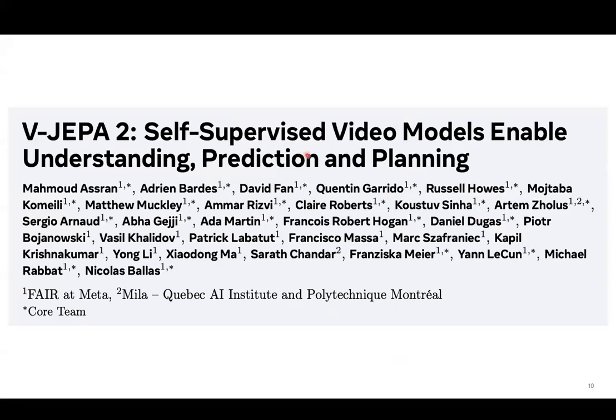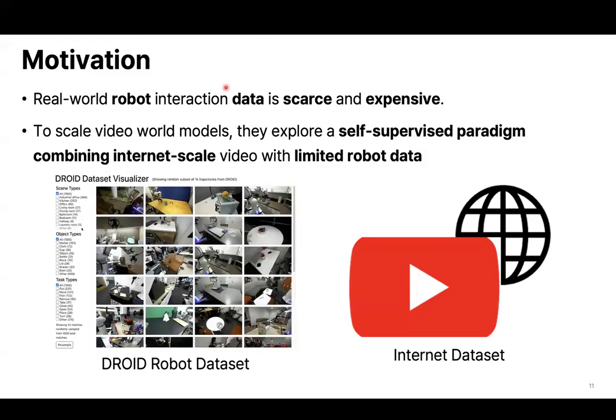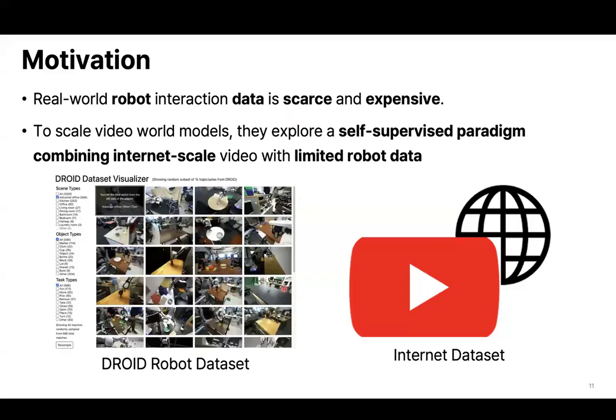First is V-JEPA 2. This is from Meta. The motivation is that real-world level interaction data is very scarce and expensive to collect. To scale video world models, V-JEPA 2 takes a different approach. It uses a self-supervised paradigm that combines massive internet-scale video data with only a small amount of robot data. This way, the model can learn general world dynamics from large video corpora and then adapt to robot tasks with limited demonstrations.